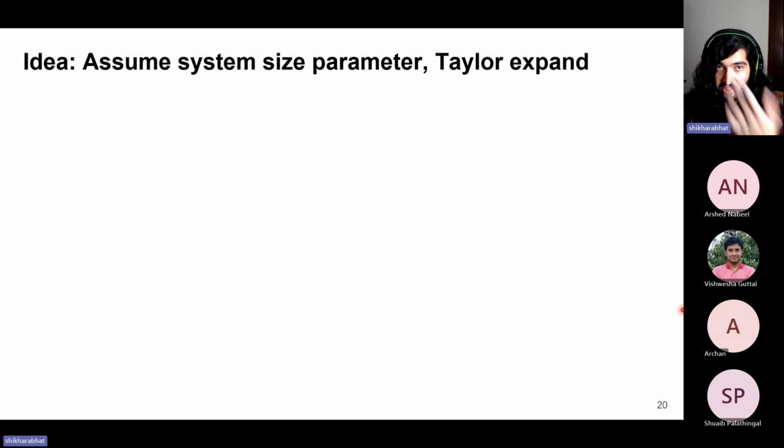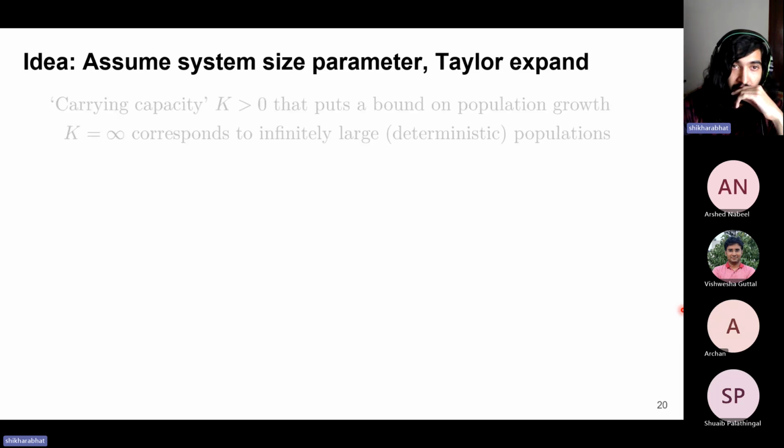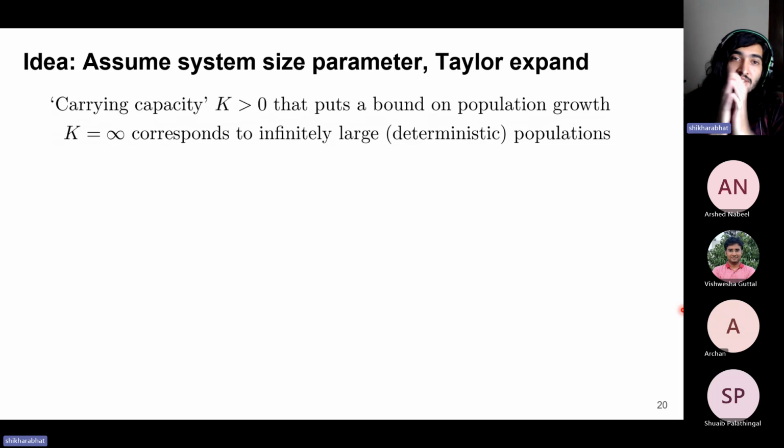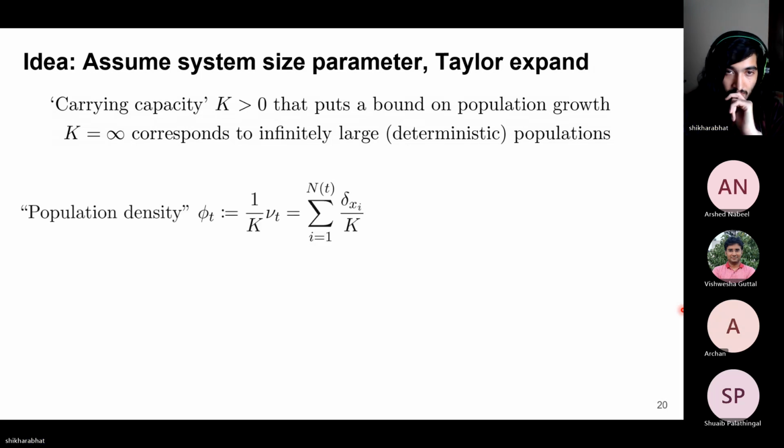Well, here's an idea. Let's assume, as before, that there is a system size parameter and try to Taylor expand. What does this look like? It means that we will assume that, as before, there is a carrying capacity K, which puts a bound on population growth, such that if the total population size is greater than K, the growth rate is expected to be negative. And what we really want is that the total population size, which is the integral of nu over the entire trait space, is of order K.